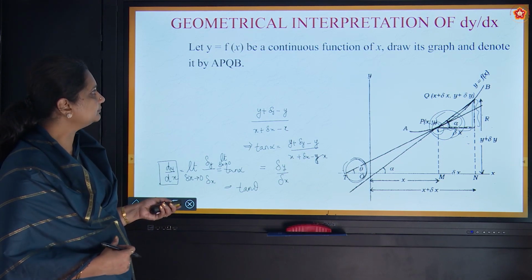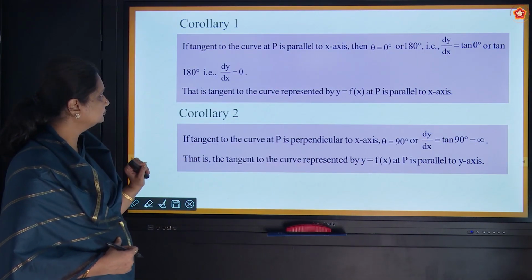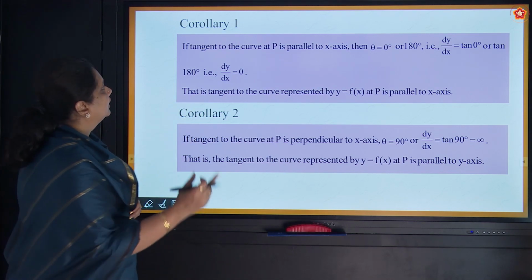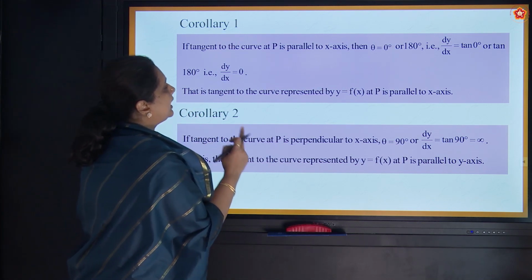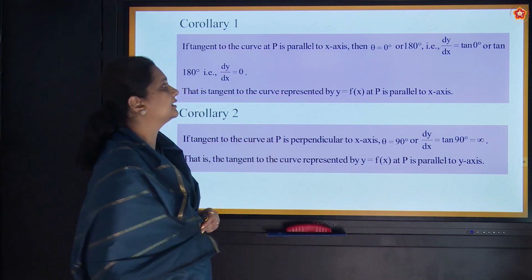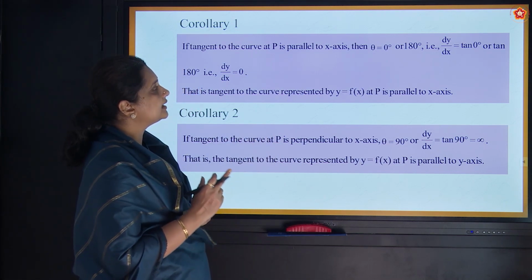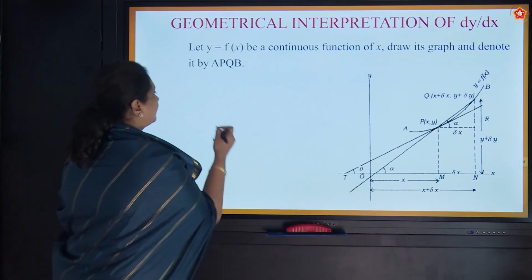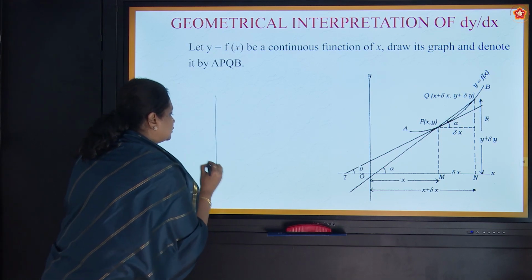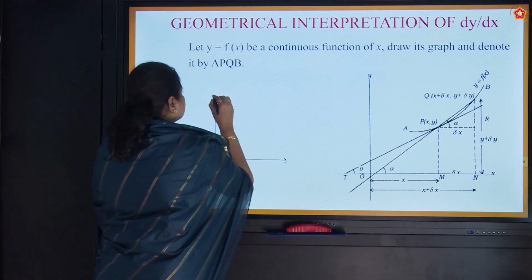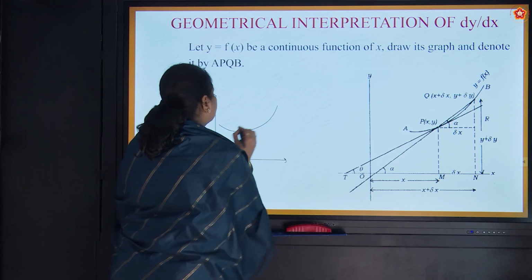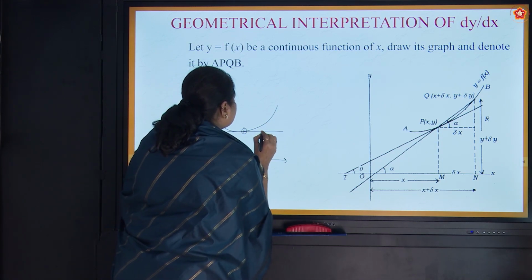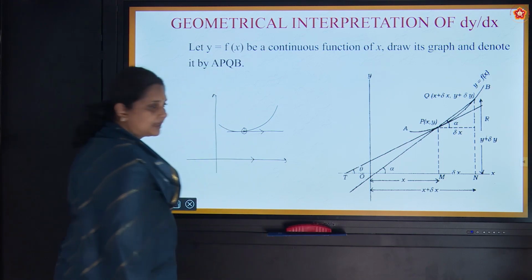So let's move on. Let's look into this corollary. If a tangent to a curve at a point P is parallel to x-axis, then it says that theta is equal to 0. Now let's understand. So let's go back to this. Let me draw the curve again. So I have a curve. When I draw a tangent at this point, the tangent becomes parallel to x-axis.